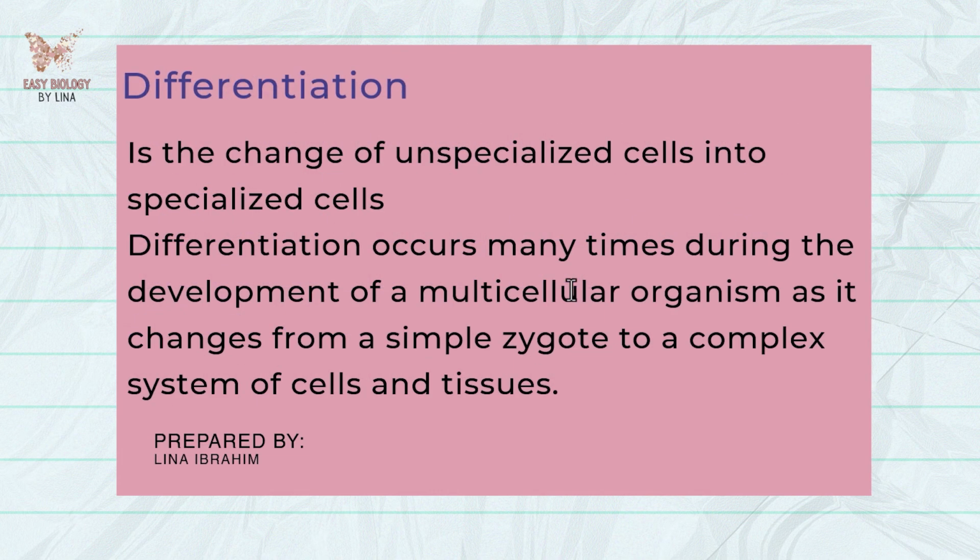And what do you mean by cell differentiation? Differentiation is the change of unspecialized cells into specialized cells. So we have unspecialized cells, which are all the same and do the same function, and then they change to specialized cells. Now each of these specialized cells has its specific function to do. Differentiation occurs many times during the development of a multicellular organism, as it changes from a simple zygote to a complex system of cells and tissues.